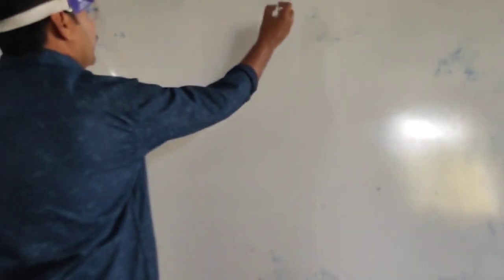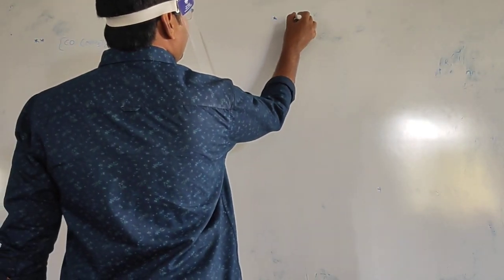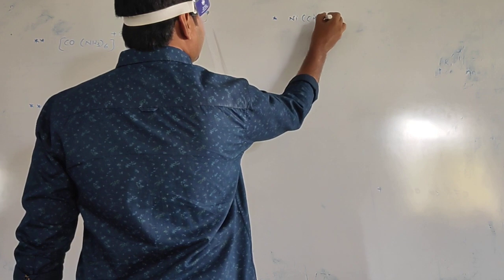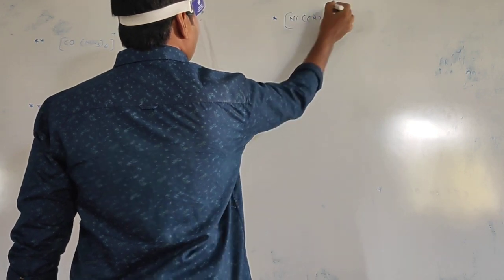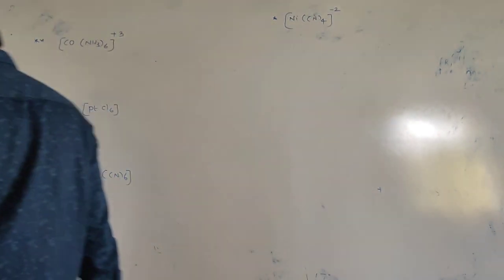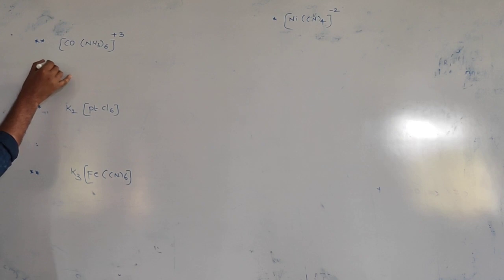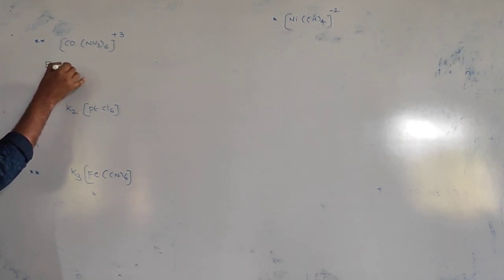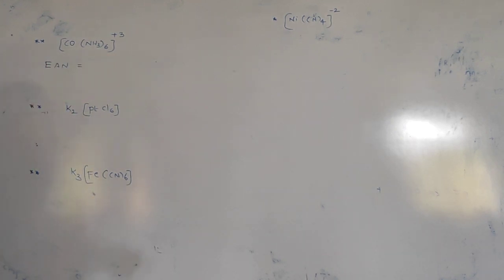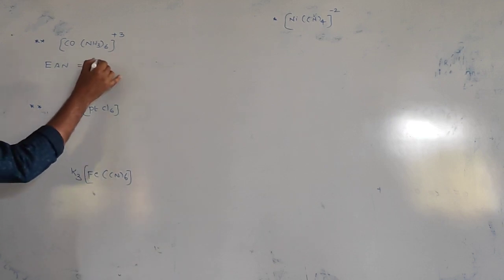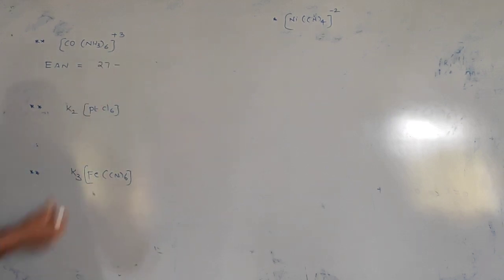And also we are ready to write here the other one, [Ni(CN)4] 2-. Students, what about the first one? Cobalt, [Co(NH3)6] 3+. If you want to write effective atomic number, first of all we have to write its atomic number, 27. Students, do you agree with me?